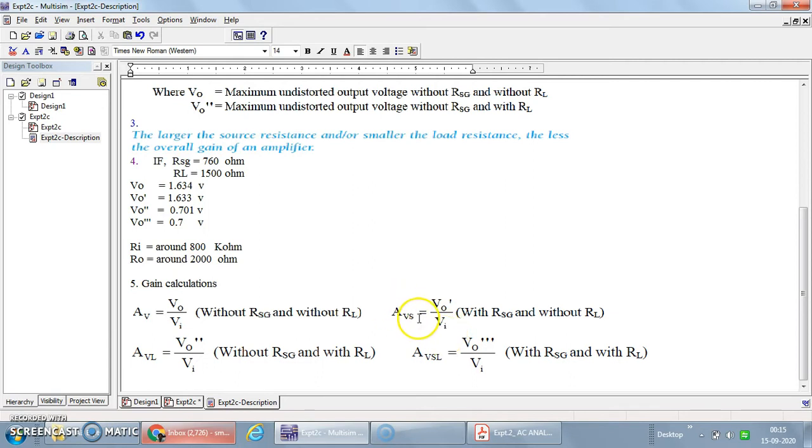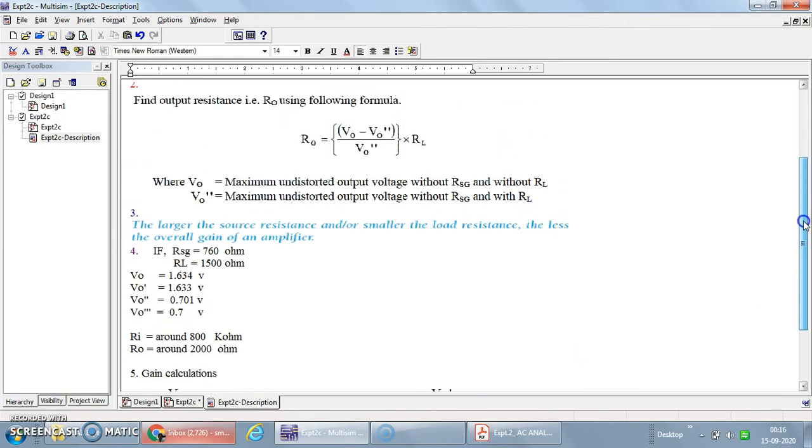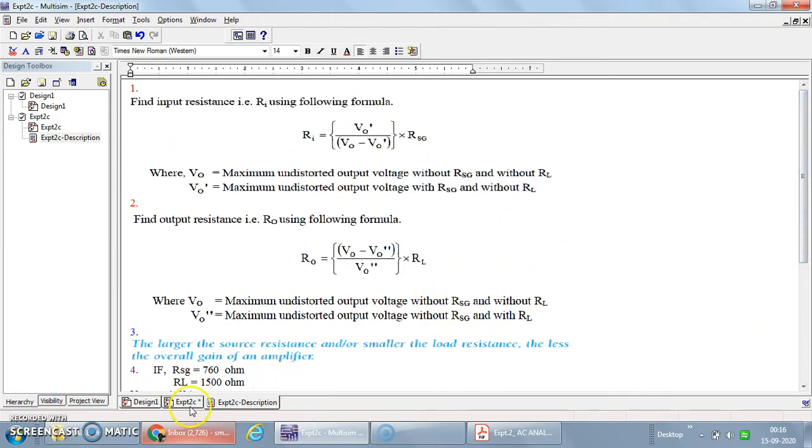So this voltage gain is considering the source resistance. This is the voltage gain considering the effect of load resistance, denoted by V0 double dash divided by input voltage Vin. And this is the voltage gain considering the effect of both signal source resistance and load resistance. So that will give us this voltage gain value. So our objective is to identify all these parameters. So this is what is done in this circuit.